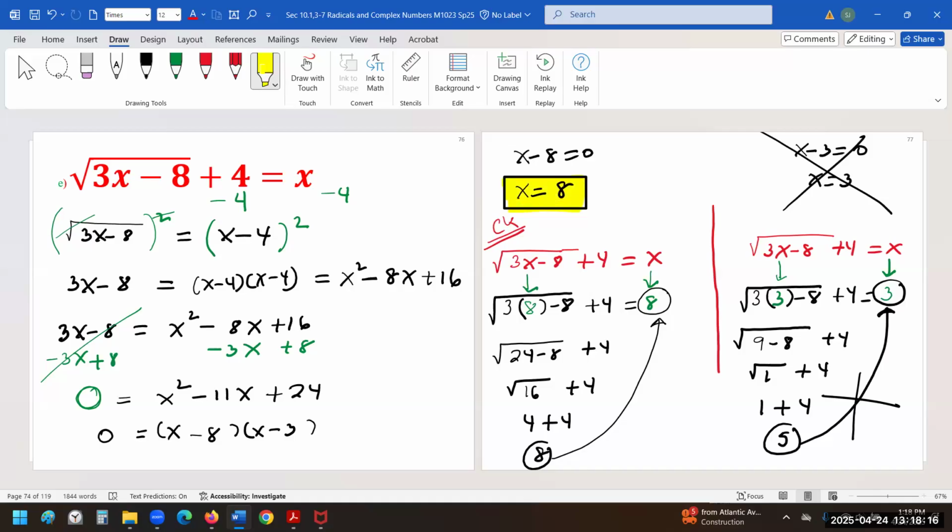Sometimes both of them work. Sometimes only one works. Sometimes none of them work. When none of them work, we say no solution. Those are bad equations. And we have one solution here. And sometimes you will see both of them work. So it may have one solution, two solutions, or no solution.